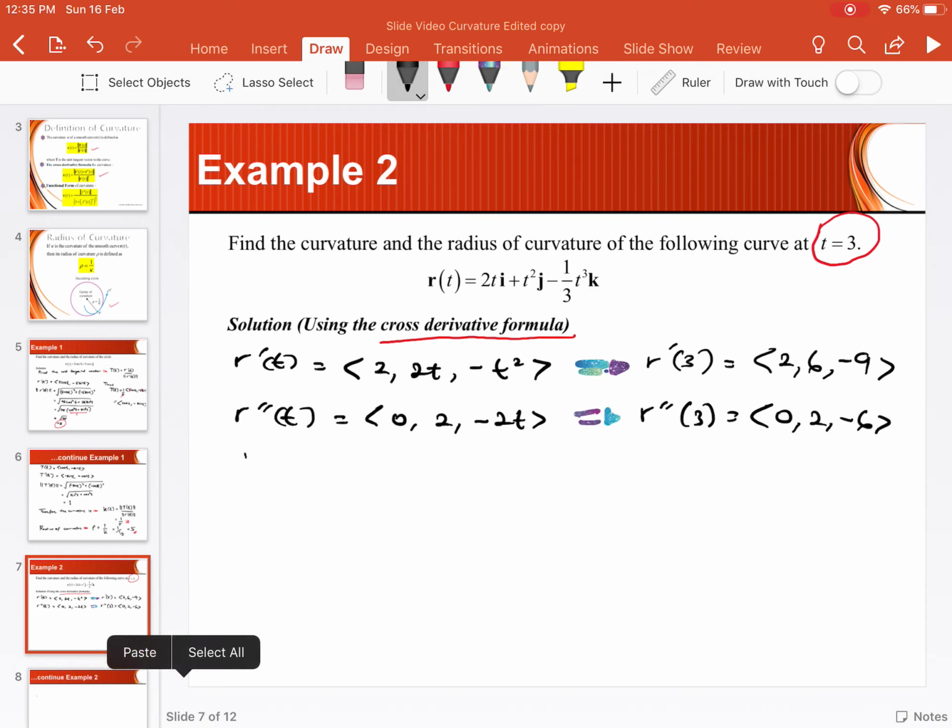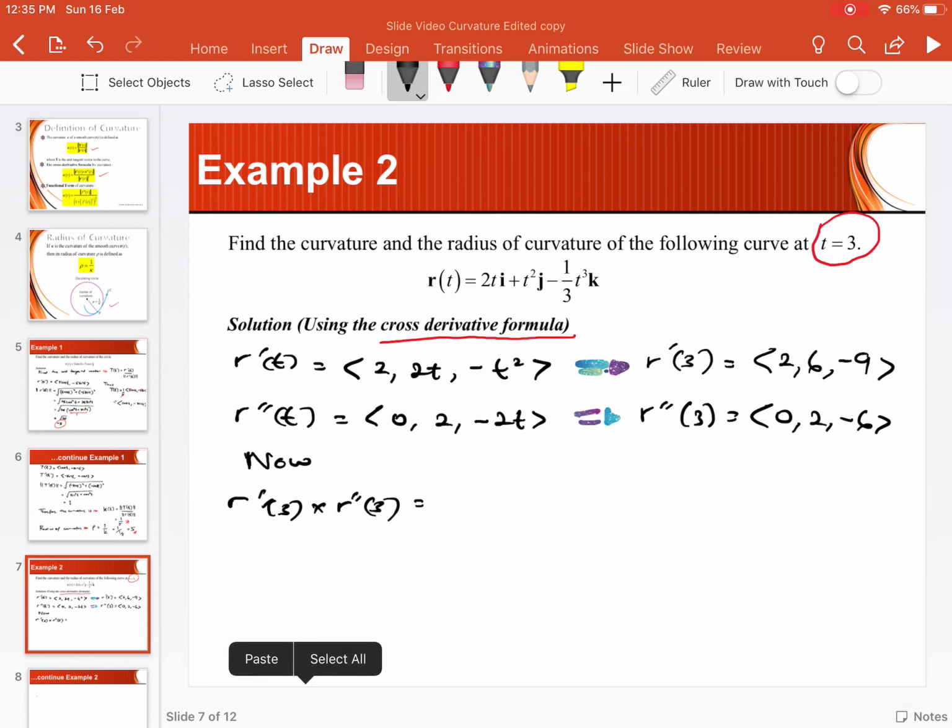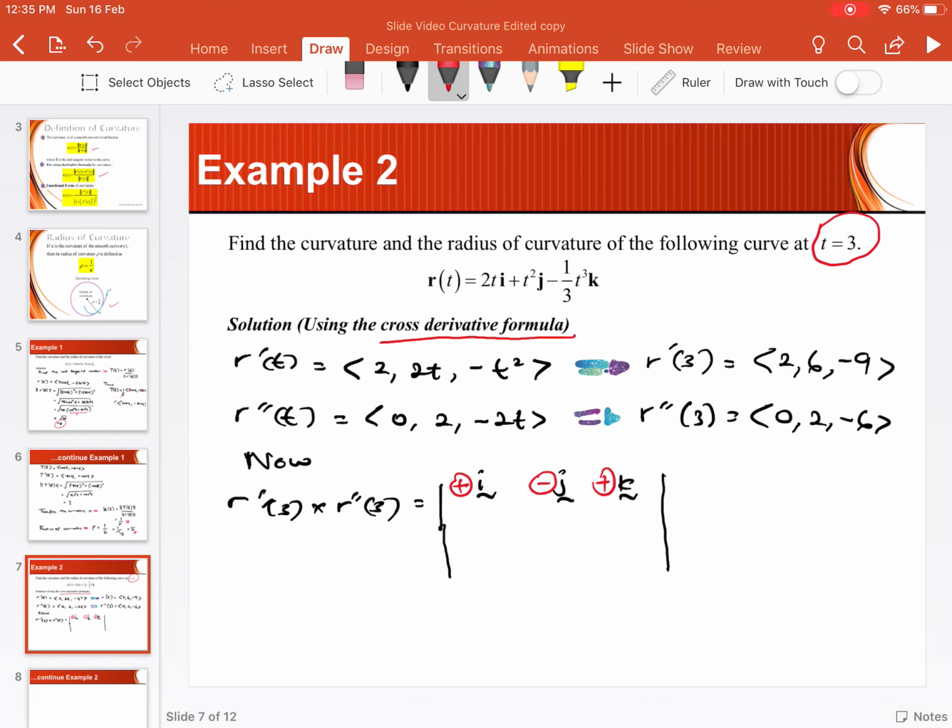Now, we have r. We need to find the cross product of r prime 3 with r double prime 3. So this is i, j, and k. Don't forget, here we should alternately put positive, negative, and positive.